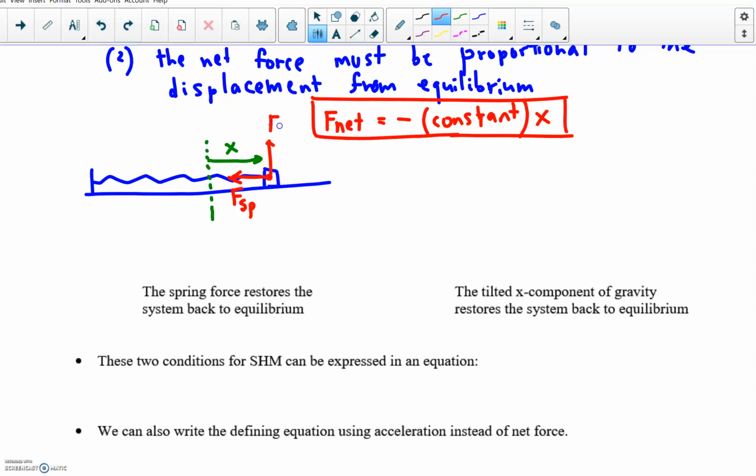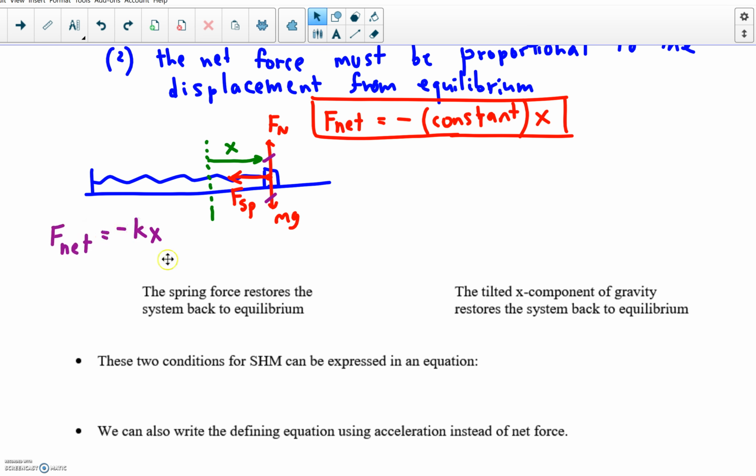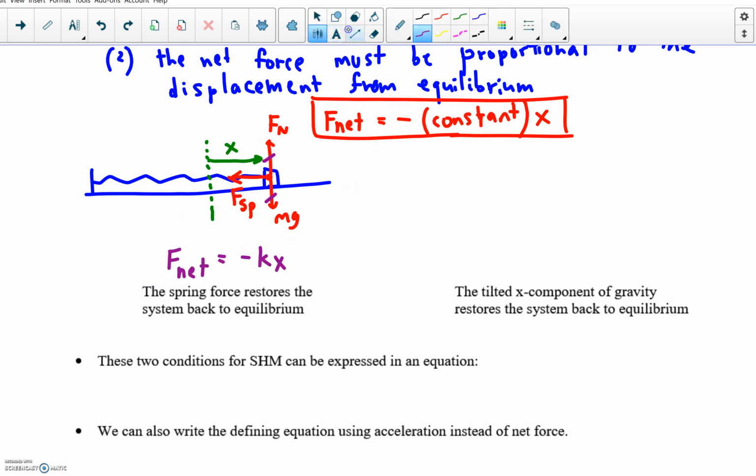Well, what other forces will the block feel? There's a normal force, and there's a gravity force. But when we add the forces to get the net, what do we find? Fn cancels mg, and the spring force is simply equal to negative kx, where k is the spring constant. And look at this. That is beautiful, because this clearly satisfies that form. The general requirement, bam, we've got that taken care of for this case of the spring.